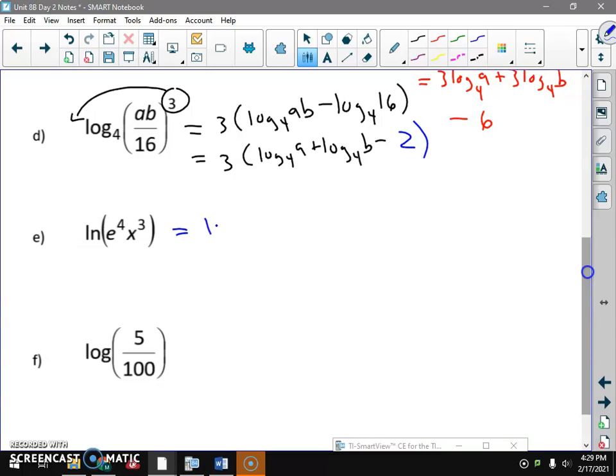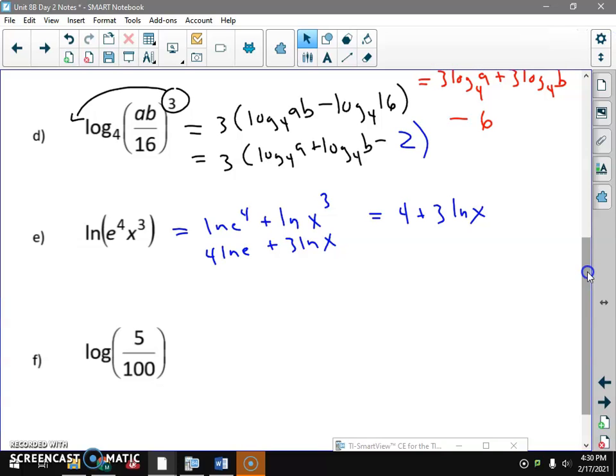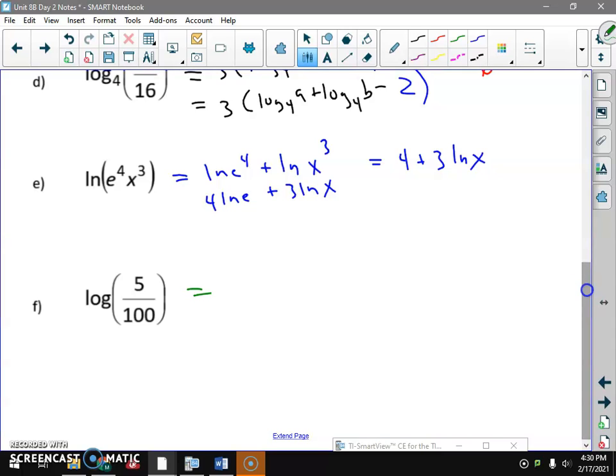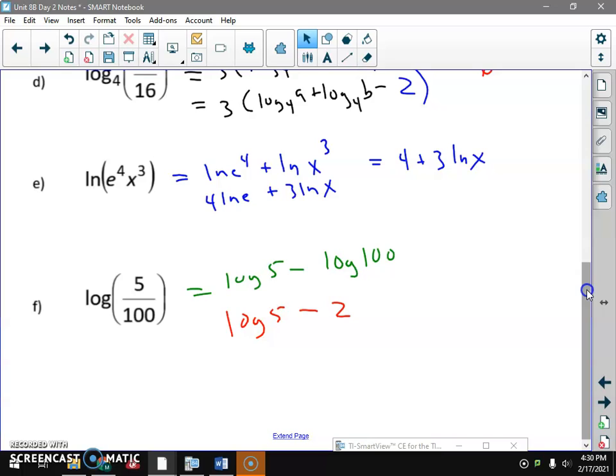ln of e to the 4th plus ln of x cubed. Shoot it out front, or either way you slice it, 4 ln of e plus 3 ln of x. ln of e is 1, so I'm left with 4 plus 3 ln of x. And again, that's going to lead us into how to solve things, how to do stuff with these log equations. And last one, log of 5 minus log of 100. Can't do much with log of 5, but I can do something with log of 100. Log of 5 minus 2. Those would be the same thing.